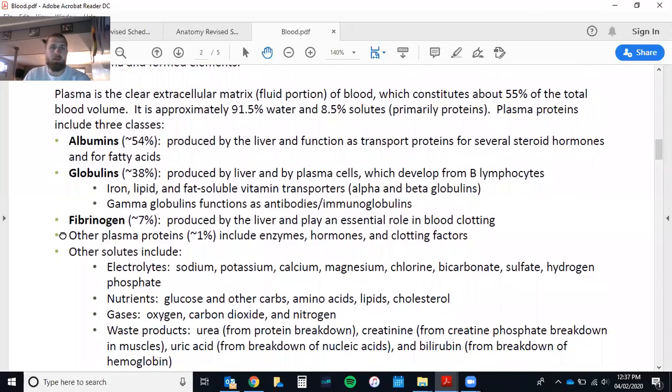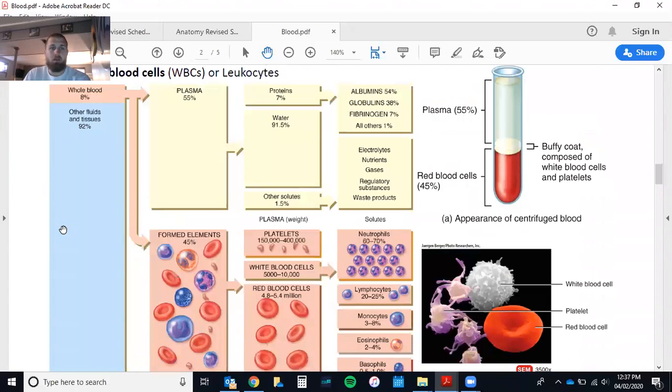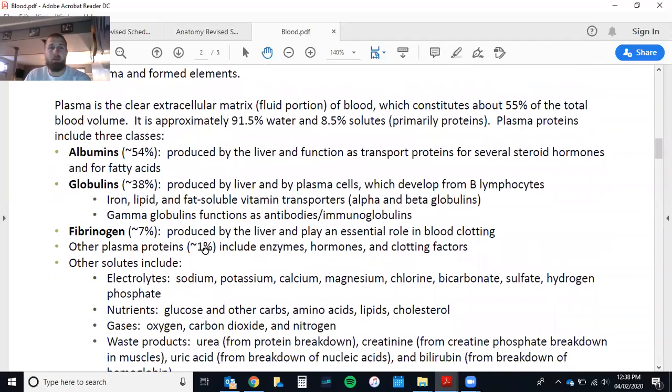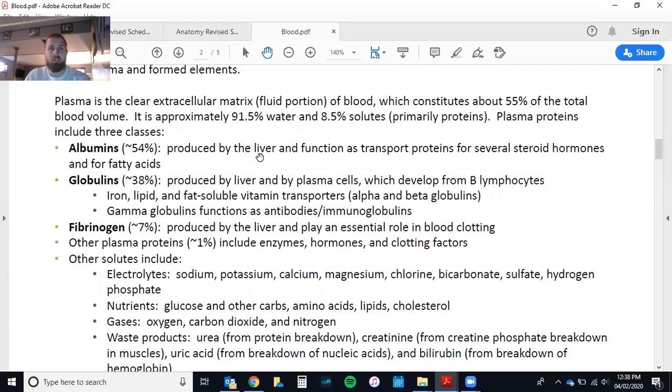And let's talk about the plasma. This is the fluid portion of the blood and represents over half of our whole blood sample. So if you prick your finger and blood starts spilling out, over half of what's coming out of you is the liquid portion. Okay, about 55%. Obviously, that's going to vary based on your hydration status, because about 91.5% of that is water.